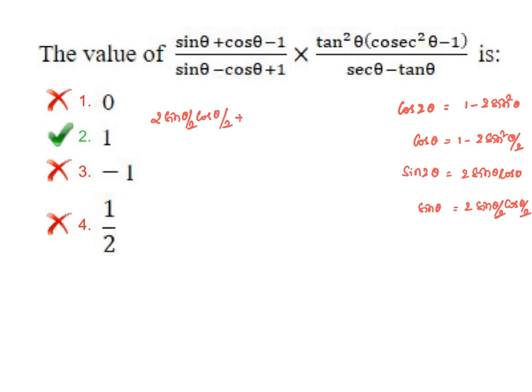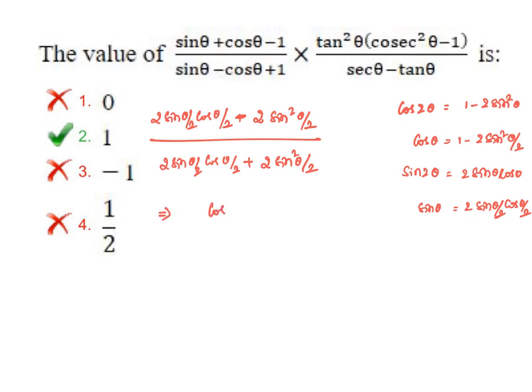Cos theta minus 1, you can write it as cos theta is equal to 1 minus 2 sin square theta. 1 can cancel, so it becomes minus 2 sin square theta by 2. Denominator also becomes the same, 2 sin theta by 2 cos theta by 2. So instead of minus, you will have plus here, plus 2 sin square theta by 2. 2 sin theta by 2 cancel if you take it common. Finally, you are left with cos theta by 2 minus sin theta by 2 by cos theta by 2 plus sin theta by 2.